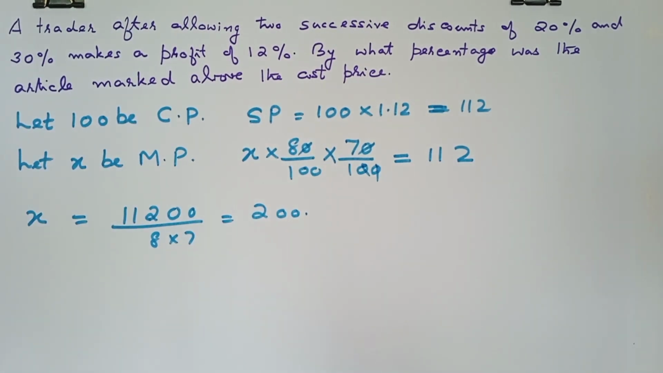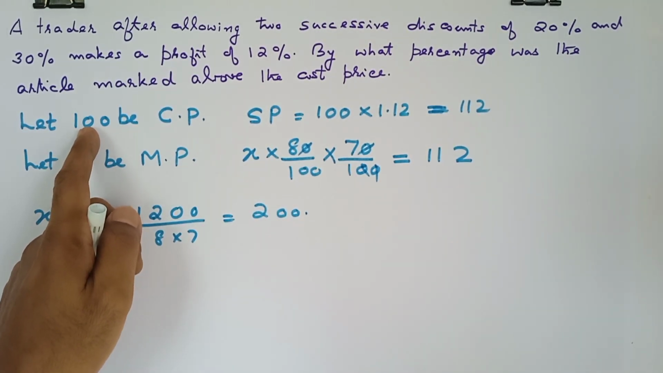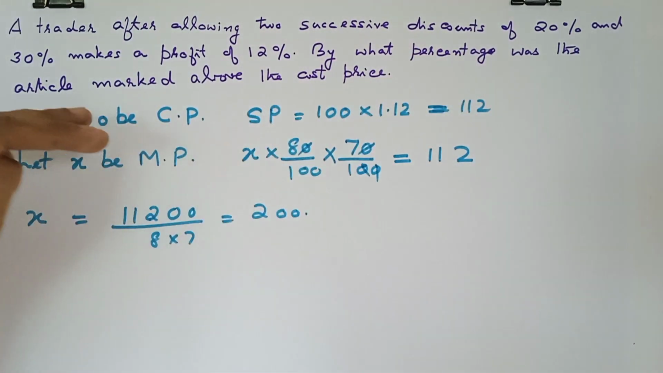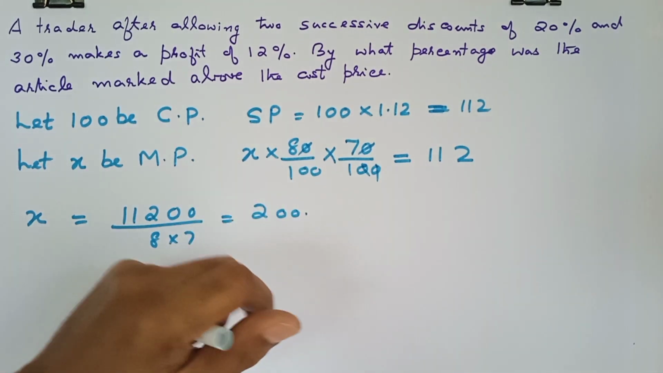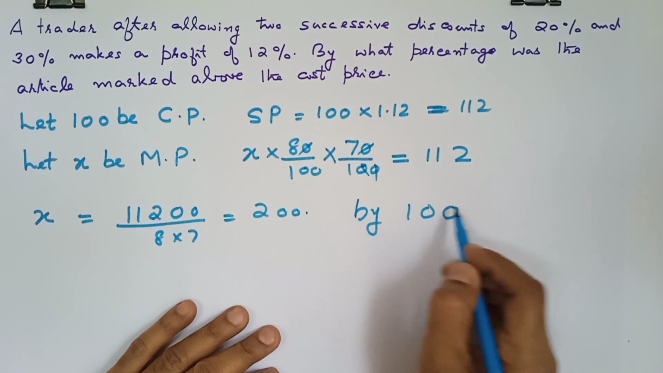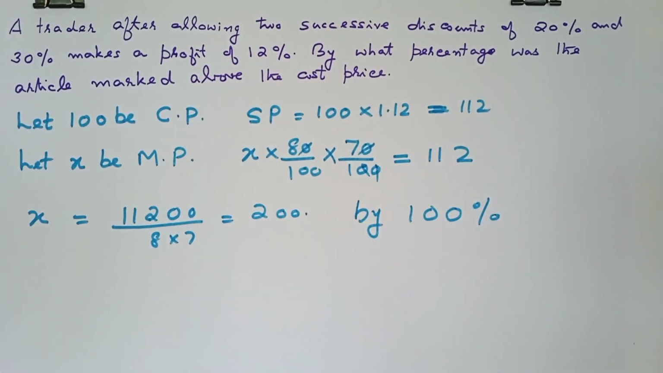So percentage wise, how much will it be more? 200 is obviously 100% more than 100. So that is the question. By what percentage was the article marked above the cost price? So the article was marked above the cost price by 100% because marked price is double the cost price.